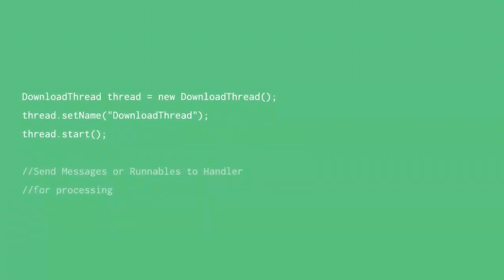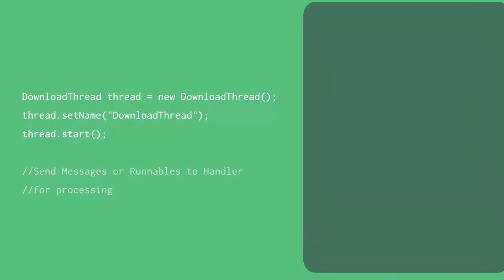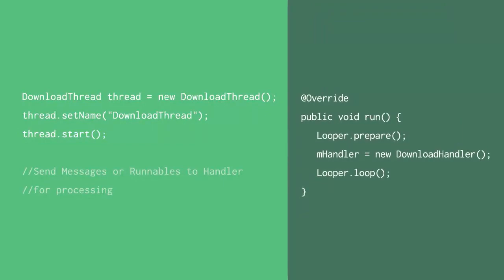Here we are on the main thread, inside the onClick method. We create a new thread, give it a name, start it, and then we start sending messages or runnables to the handler. But look over here at our download thread. It's still working on getting set up and hasn't initialized the handler yet. When we call thread.start, our download thread's run method will start executing almost immediately. But as fast as that is, the main thread moves on to the next line even faster. So when we try to communicate with our download thread's handler, it won't have been created yet, and our app will crash with a null pointer exception.